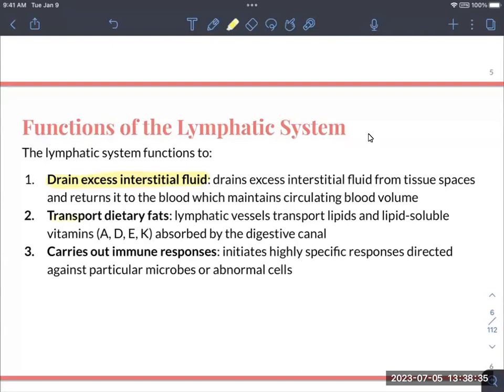Your lymphatic system is actually what transports fats from your digestive canal to the liver. So our fat-soluble vitamins are A, D, E, and K. They're going to travel in that lymphatic system. And then, of course, those immune responses.